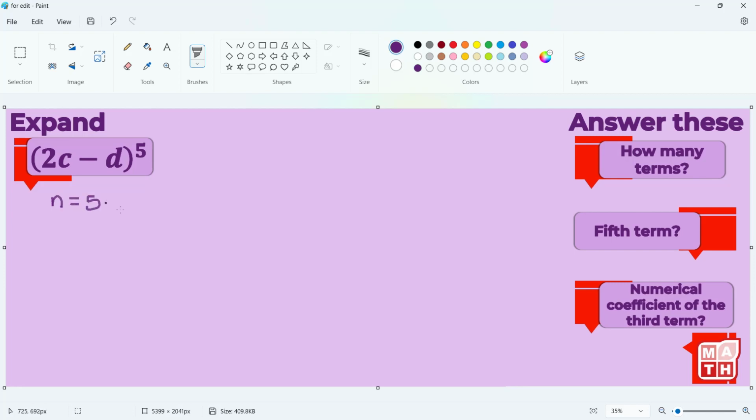Whenever we have an exponent here, it could automatically tell us what the number of terms is, okay? The number of terms is n plus 1. So if we have the exponent being 5, we expect n plus 1, 5 plus 1, we have 6 terms. Okay, so in our Pascal's triangle, we need to look at the set of coefficients which has 6 coefficients, and we're going to use it to determine the expansion later.